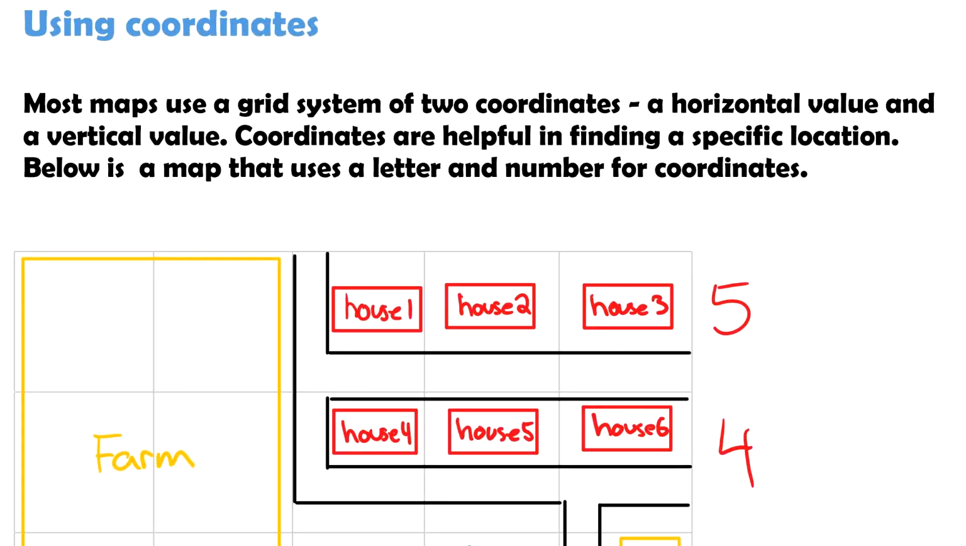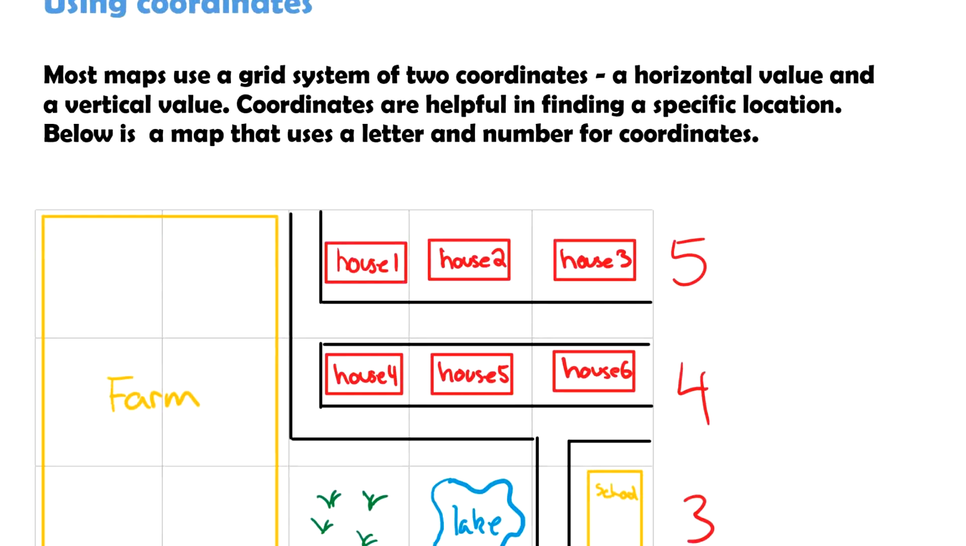In this video, we're looking at using coordinates. Most maps use some sort of a grid system of two coordinates, a vertical value and a horizontal value. These coordinates are helpful in finding a specific location on the map. Sometimes, once you get later into more coordinate geometry, you'll find out that you have grid systems where it's one number on the vertical and one number on the horizontal.